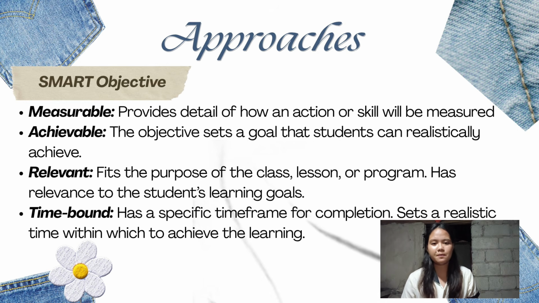Fourth one is relevant. The objective should be connected to the lesson. For example, if our lesson is about writing objectives, our objectives should be related to writing or understanding lesson objectives. It should have a purpose and help students reach the goal of the lesson.